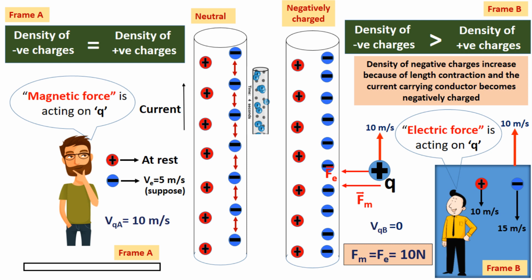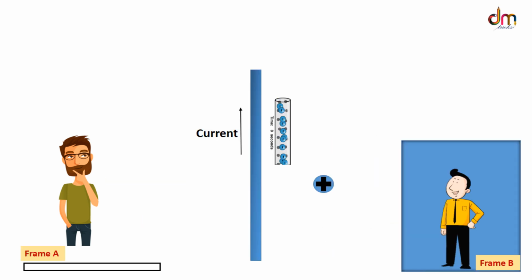Let me give you one more example to convince you of this. Let us suppose the charged particle Q is at rest with respect to both the frames. So with respect to both the frames, the force acting on the charge Q is 0. Now let us suppose that frame B starts moving with the velocity of 10 meters per second along the direction of the current. Then the charged particle will move downward with respect to frame B.